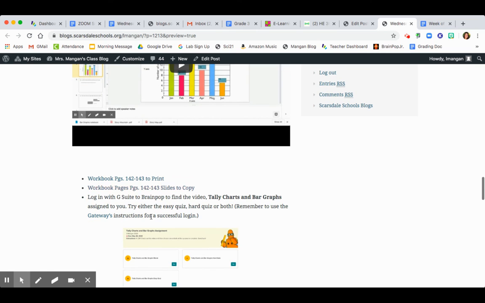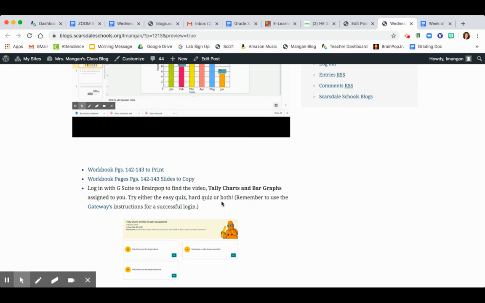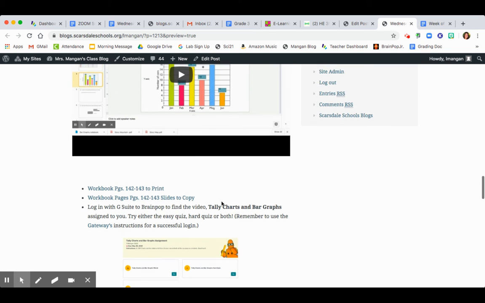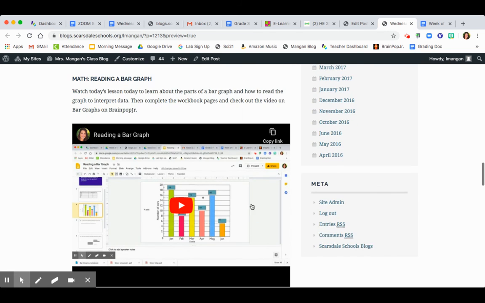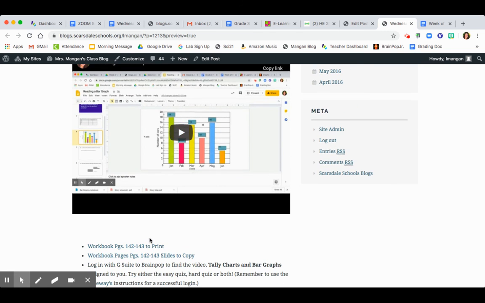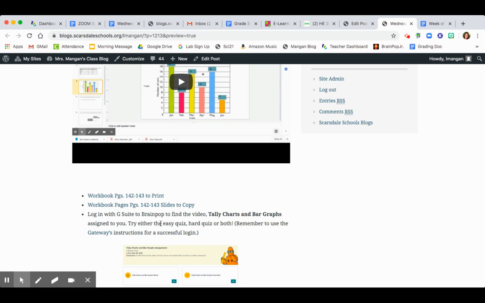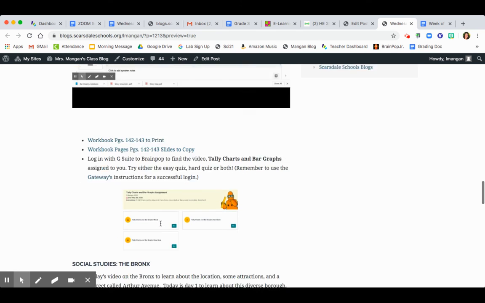When you're done with that, you're going to log in with the G Suite to BrainPop to go find the video Tally Charts and Bar Graphs, which is assigned to you. You can either take the easy quiz, the hard quiz, or both. And remember to use the Gateways instructions for a successful login. So for math today, you're going to watch the video, complete the 2 workbook pages, and then head on over to BrainPop to watch the video and complete one or both quizzes.